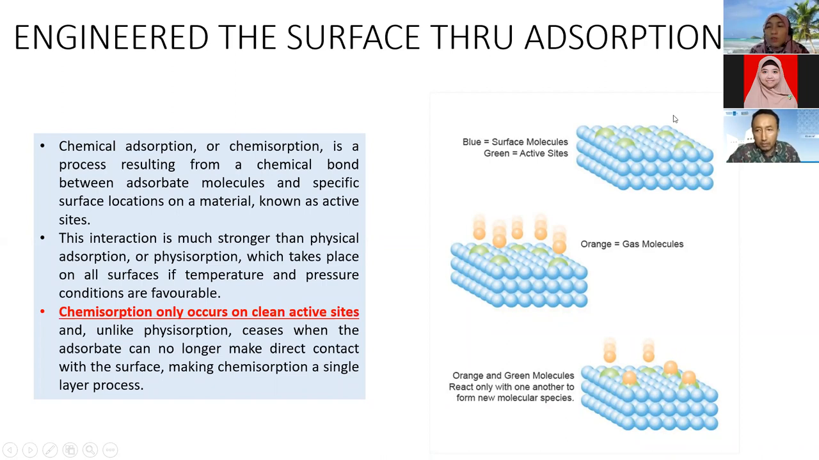If you have other contaminants or pollutants, you cannot modify or functionalize your surface according to what you want, because that contaminant or pollutant might form a chemical bond with your adsorbate. Then you will have different properties or behavior of the surface.